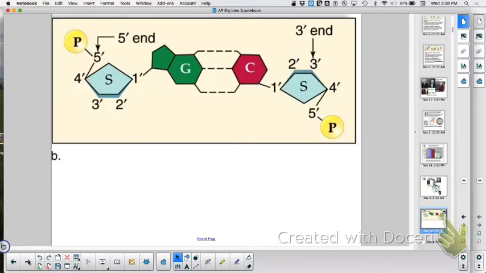Okay, now, we learned a long time ago that proteins can make enzymes, and enzymes, and all proteins for that matter, are very, very what?